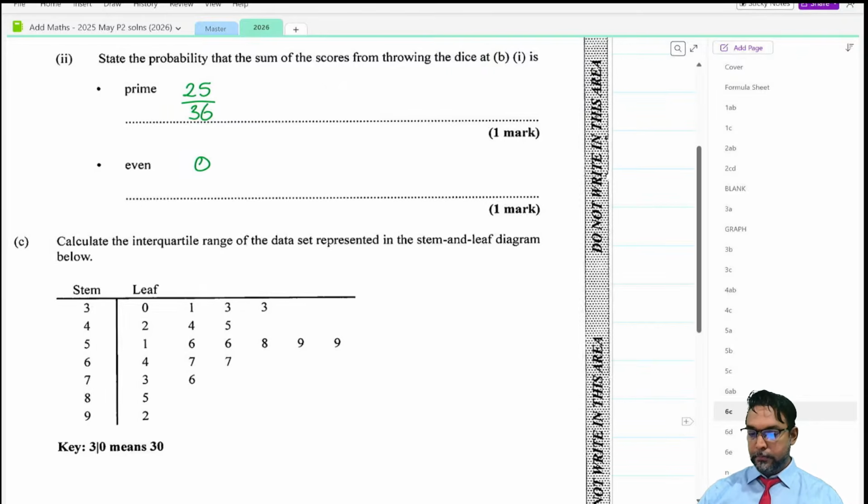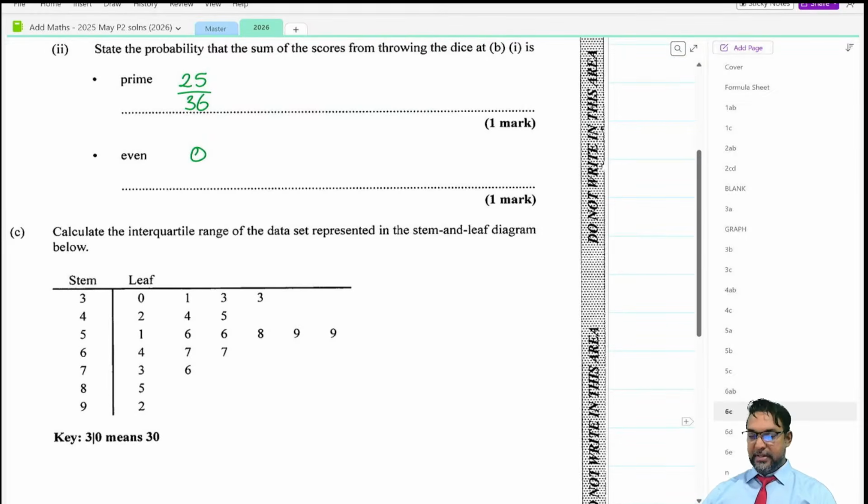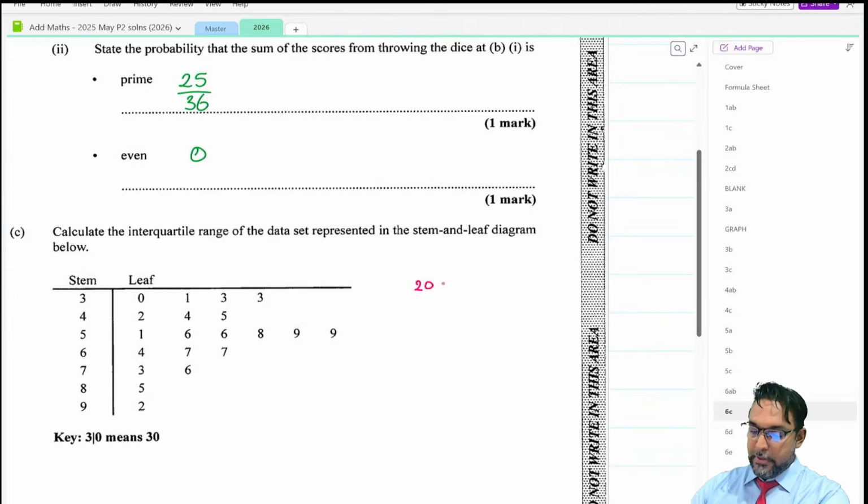Alright, cool. Calculate the interquartile range of the data sets represented in the stem and leaf diagram below. Let's see how many data points there are. 4 and 3 is 7, and 3 is 10, and 3 is 13, and 3 is 16, and 4 is 20. So 20 plus 1 over 2 means you get 10.5, so we need the 10th and the 11th data point.